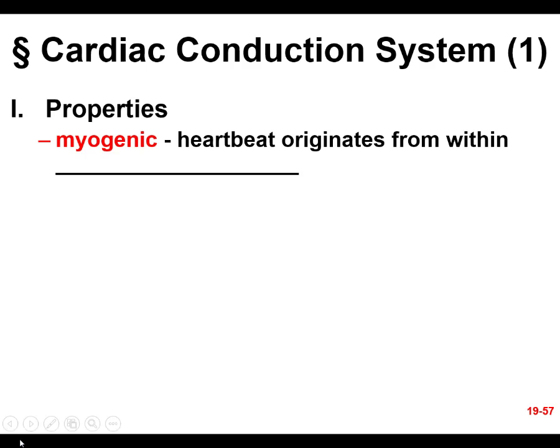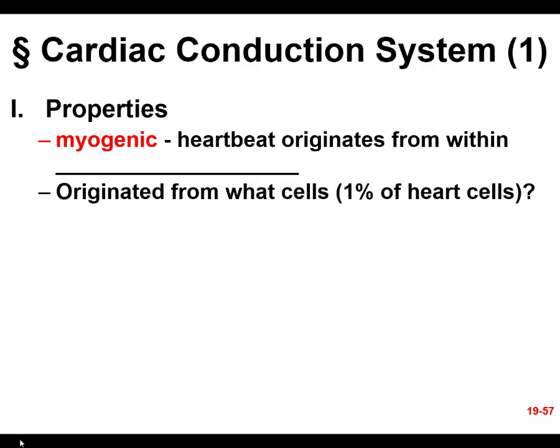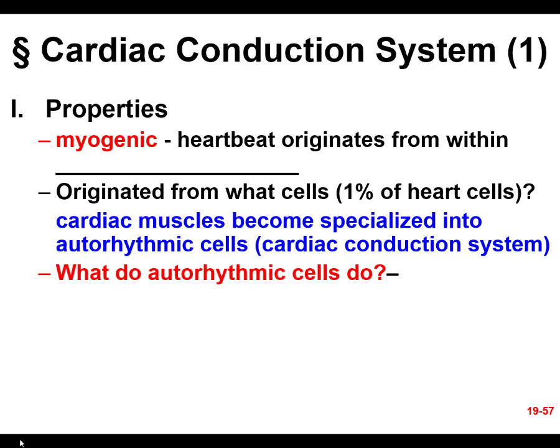Okay, myogenic is heartbeat that originates within the heart at the SA node. From what 1% of the heart cells does that happen? You have arrhythmic cells, or that's the conduction system. So we've already kind of talked about all this, right? Where it goes from the SA node to the AV node. I actually just made this, condensed it down to what I want you guys to really know about that. I'm going to ask you about a couple of those different rhythms that you saw.